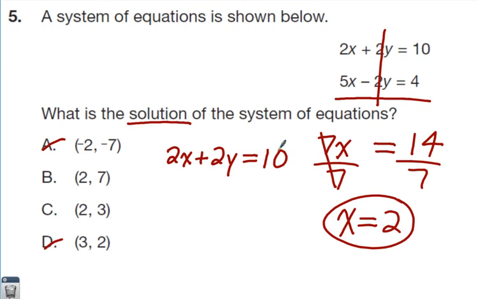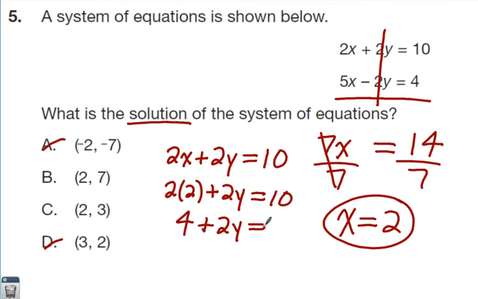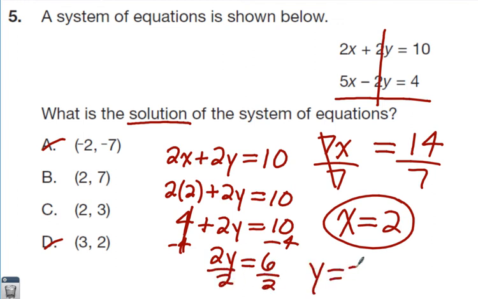So now that I know that x equals 2, it's now not 2 times x, it's really 2 times 2, because I know x is 2. So you plug it in, and we're going to have to solve for y. So that's a 4. And now I just got to get y by itself, solving for y, right? So when I divide both sides by 2, I'm going to get y equals 3. So 2 comma 3, that would be C.